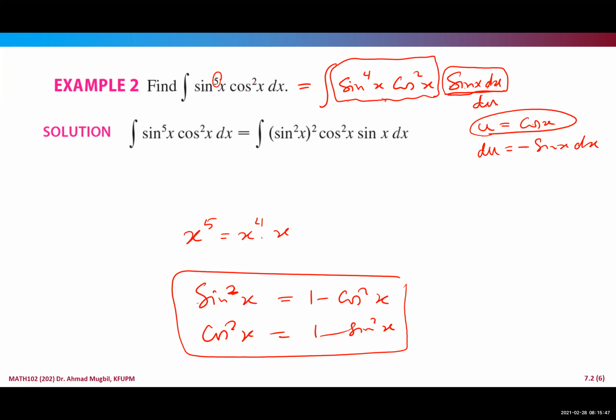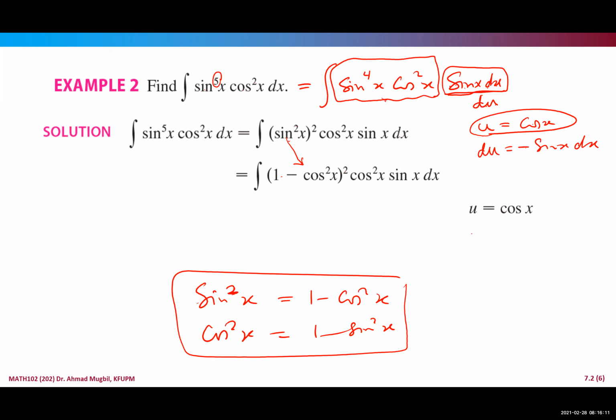In terms of cosine. So this is why I will write sine to the power 4 as sine squared to the power 2. Here, inside this factor, instead of sine squared, I will write 1 minus cosine squared. Then I will expand, and you know how to expand. Or, before expanding, it will be easier, I think.